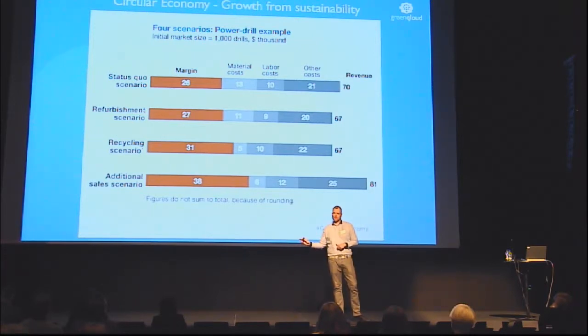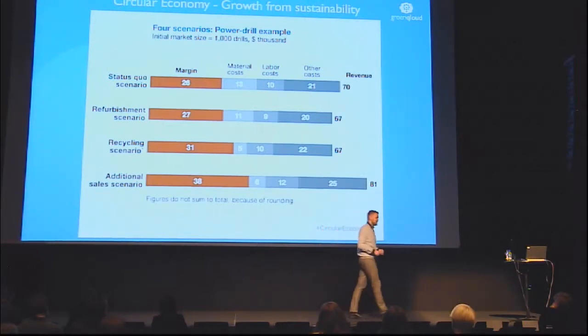Like Renault, for example, the car maker. They take a lot of gearboxes back at the end of life or that have been returned because they were flawed. And they use parts from the gearbox in other products, and that makes them about $300 million yearly. That before made them nothing.